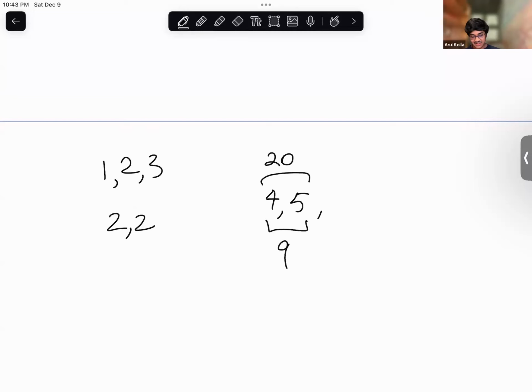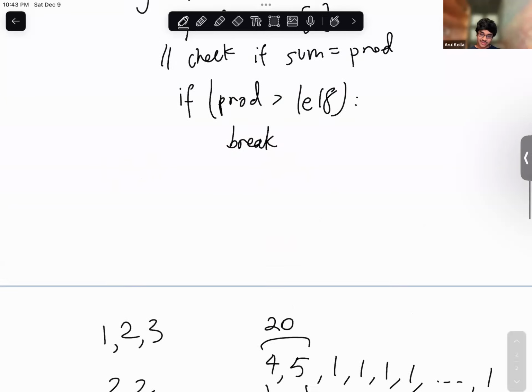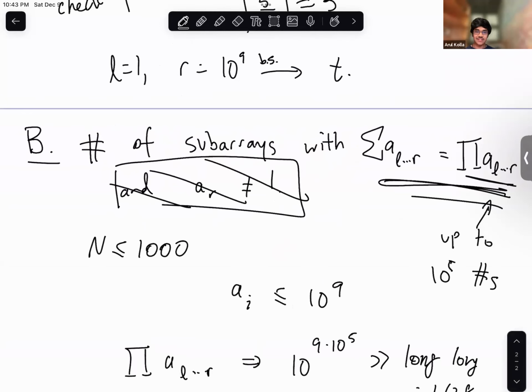Well, I can't add another number. Even if I added a 2, the product will go all the way up to 40, and the sum will only go up to 11. So this is not going to work if I add even a 2. The only numbers that I could add here are 1s, because the key thing about 1 is the sum will increment, but the product will stay exactly the same. So I just have to have a bunch of 1s here to make the sum equal to the product. In general, this means these subarrays have to have a lot of 1s, meaning that they can't have very many elements that are not 1s.